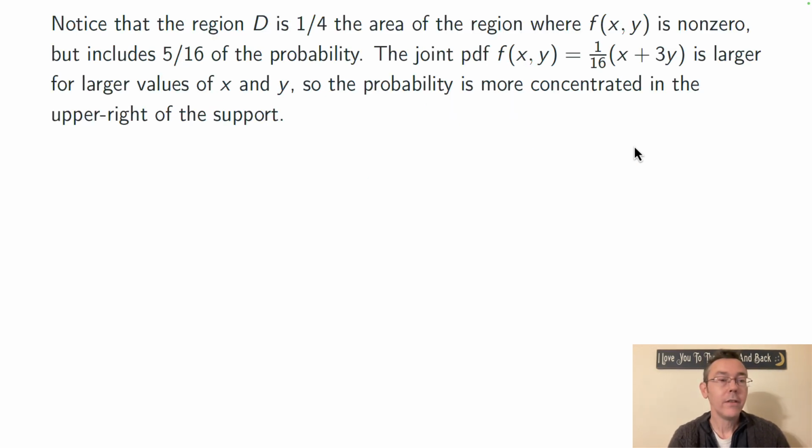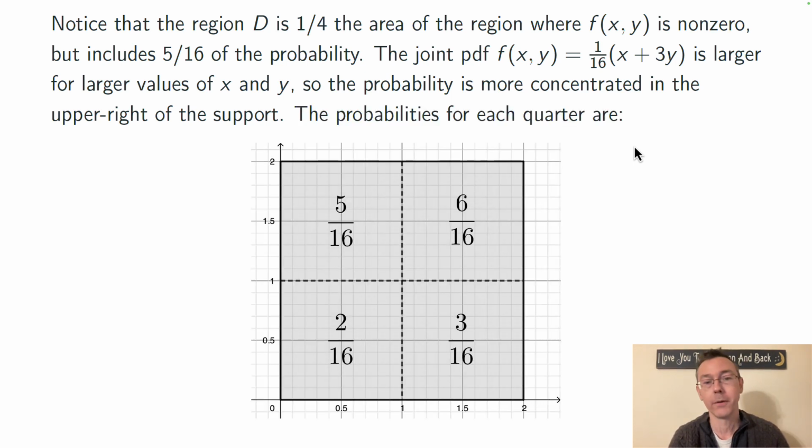Notice that the region that I just integrated over is 1/4 of the area of the region where the PDF is non-zero. It's 1/4 of the support by area. But it includes 5/16 of the probability. And that's because the joint PDF is larger for larger values of x and y. So probability is more concentrated in the upper right quarter of the support.